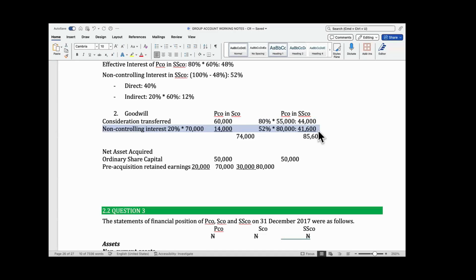In this guy. So that now we know what the parent paid and how we are measuring NCI in our books. So we have considered the interest of the entire shareholders. Then we can compare that with whatever it is that's the net assets acquired in this case. So that's what we're looking at.